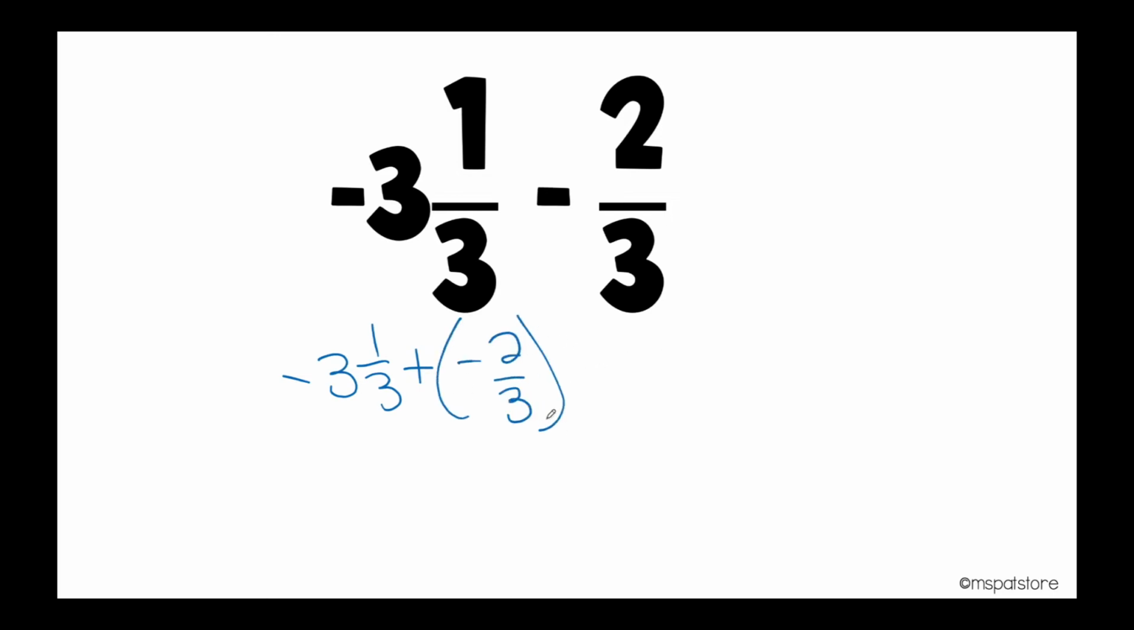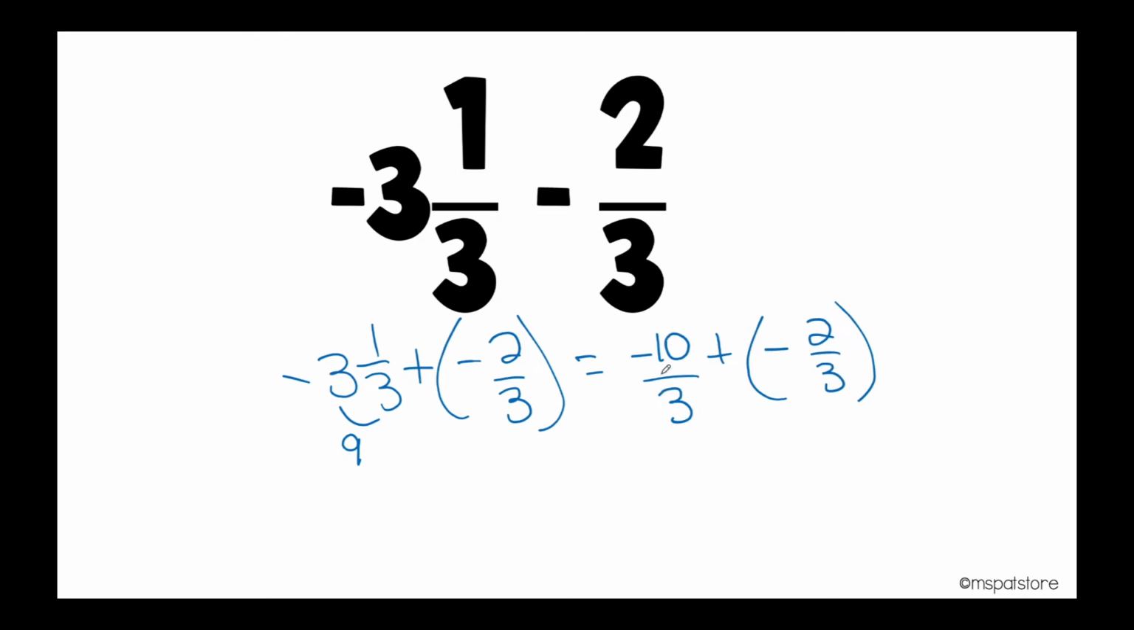Okay? Before I find their absolute values, I would like to turn this mixed number into an improper fraction. So I'll do 3 times 3, which is 9, plus 1 is 10. So it will be negative 10 thirds, okay? Plus the opposite of positive 2/3, which is negative 2/3, okay? Now I know that as they have the same sign, I need to add their absolute values.